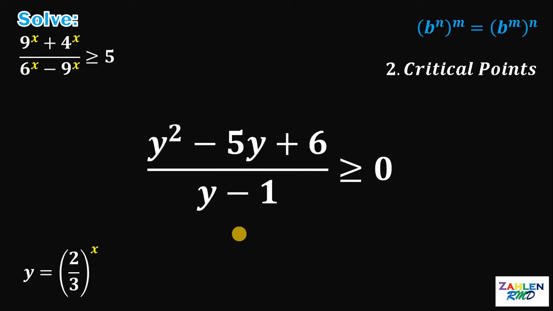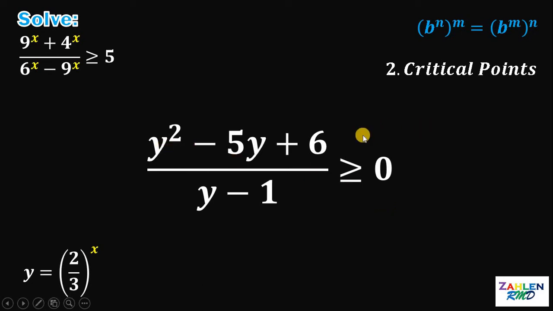Then, the values we get are called the critical values or critical points. Now the question is, what are those critical values or critical points? The critical values of a function are where the function is undefined or equal to 0. When the numerator is equal to 0, the function is 0. When the denominator is 0, the function is undefined.